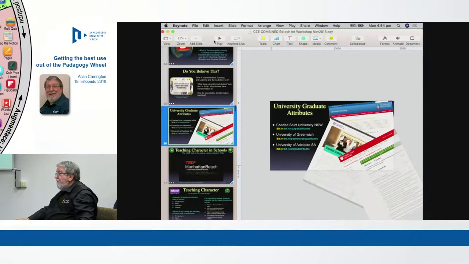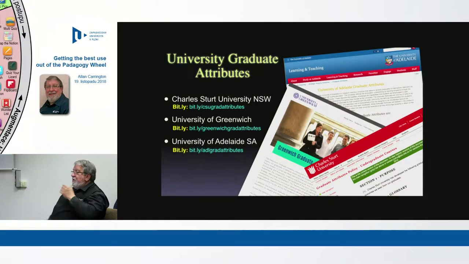This is what I referred to before. There's three universities in Australia. That's not true. One of them's in England, okay? Charles Sturt's a rural university, and that's their published graduate attributes. And you're telling me, Lucy, there's a page on the West Bohemia website, is it, that talks about graduate attributes? No? Okay. Well, and that's ours, but yeah, the University of Adelaide.